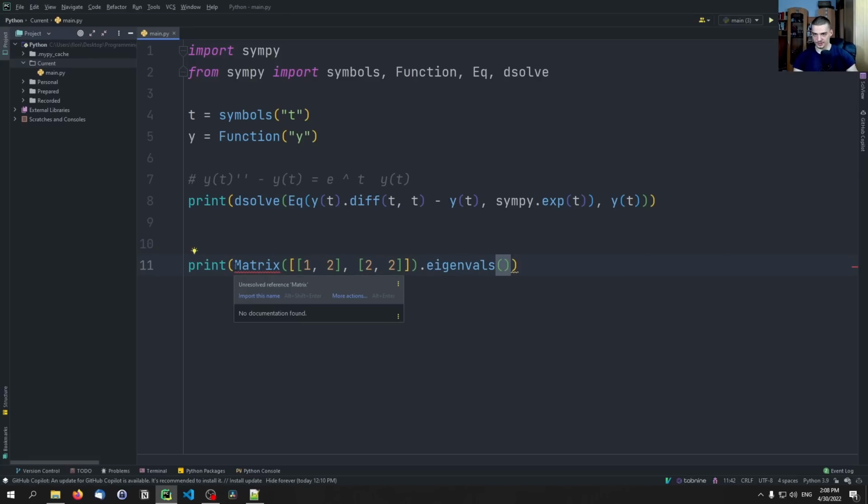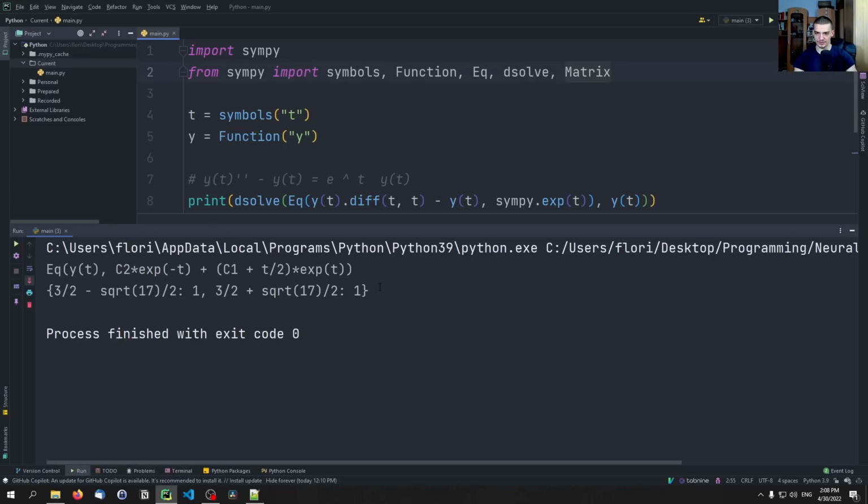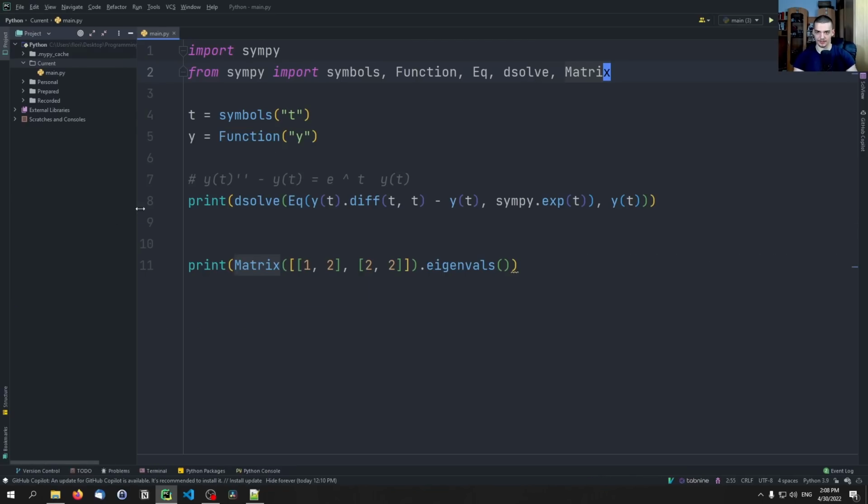What's the problem here? Unresolved. Oh, I didn't import it. Okay. But then you can see that we get the result here as well.